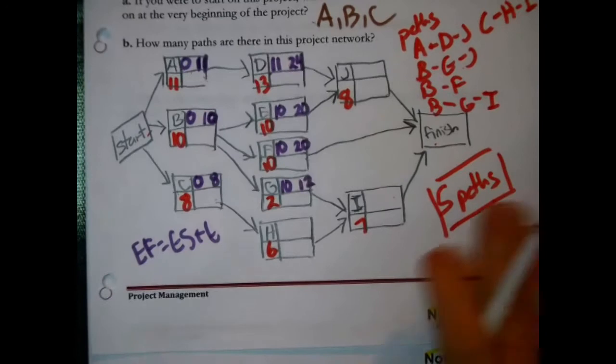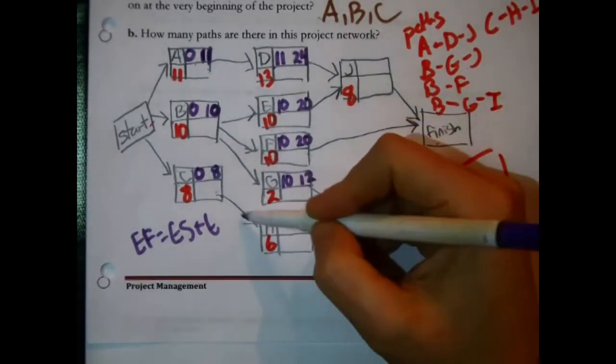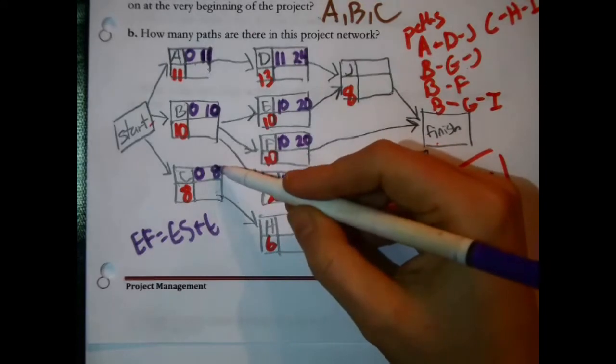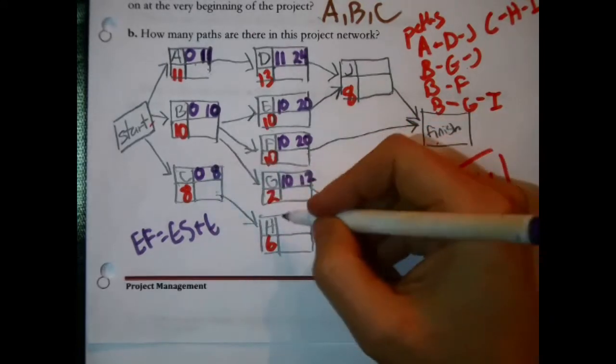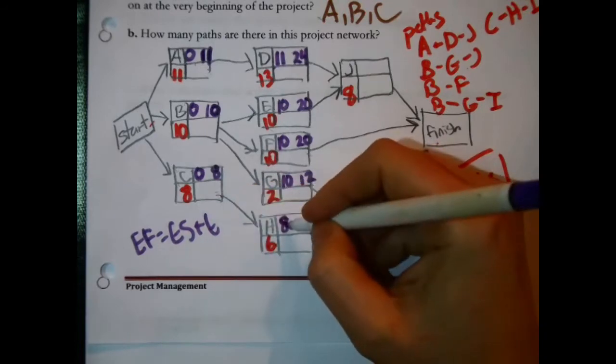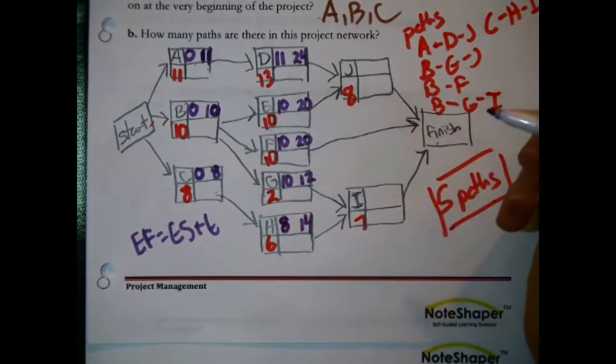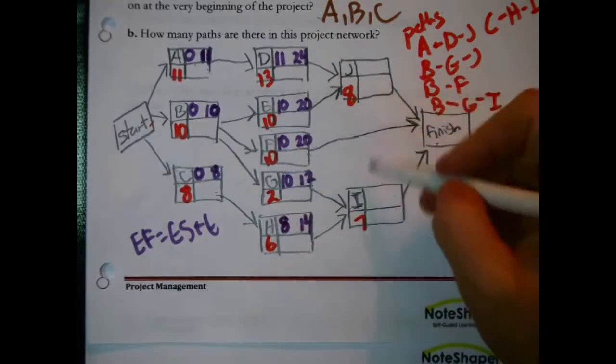Now I'm looking at this one at the bottom, H. Let's see, H can't start until, one arrow, trace it back, C finishes. C could finish at the earliest in 8 days. Then pass that number forward. That is the early start time for H. 8 plus 6 is 14. H could finish at the earliest in 14 days from now. We only have 2 other ones to do.